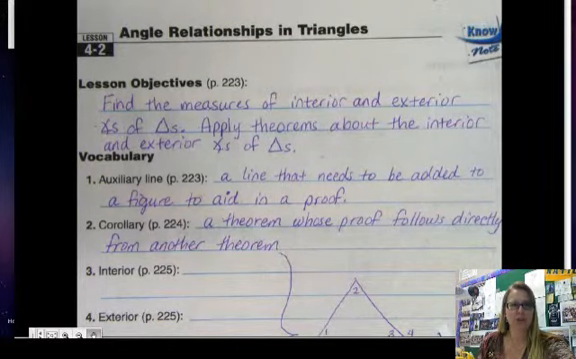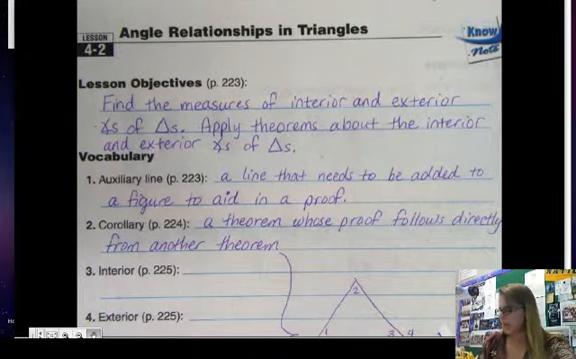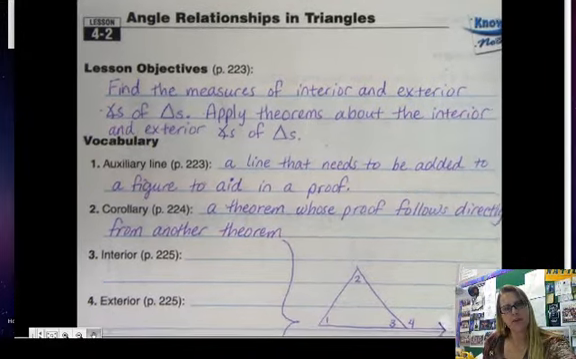Angle relationships in triangles. Today we're going to find the measures of interior and exterior angles of triangles, and we're going to apply theorems about the interior and exterior angles of the triangles. So first of all, a few vocabulary terms.